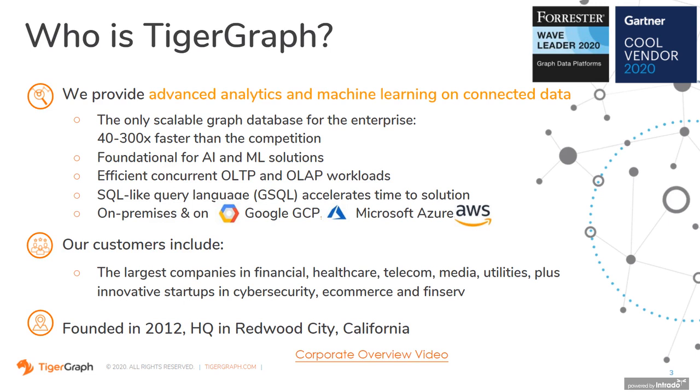And our query language, GSQL, is based on SQL, so it's easy to learn, but it's also enhanced for graph operations and for analytics. You can run the software installed on premises, or you can run it on the cloud, available through the 3 major cloud platforms, Google, Microsoft, and Amazon. Our customers include the largest companies in finance, healthcare, telecom, media, and utilities. Plus, we have several innovative startups in cybersecurity, e-commerce, and financial services. We were founded in 2012, and our headquarters are in the San Francisco Bay Area in Redwood City.